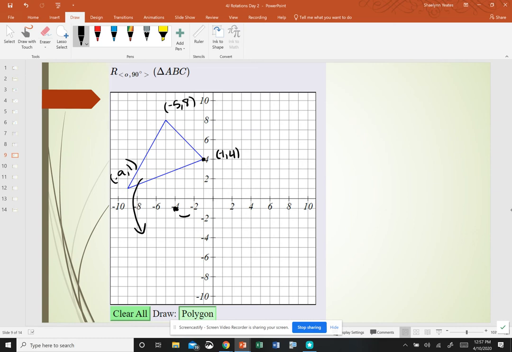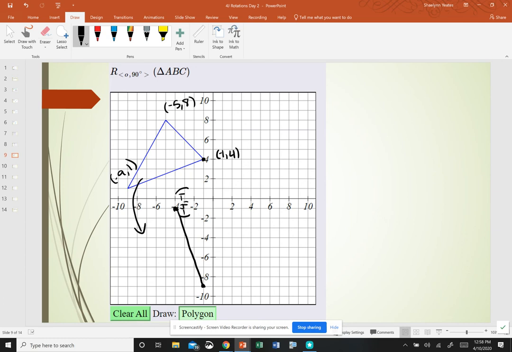So now I went to negative 4, negative 1. And I'm writing in the direction that I'm actually looking at my screen, so you can see which way I rotated it. Okay? And then this point was originally at over negative 9, up 1. Well, now I'm going to go over 9, up 1. So this comes all the way over here. So this is what it looks like so far.